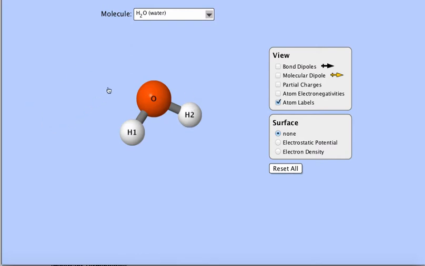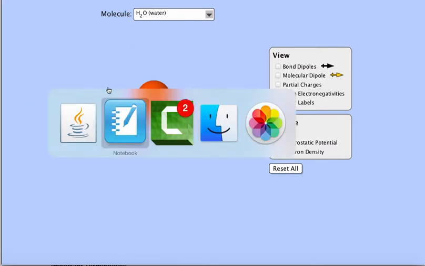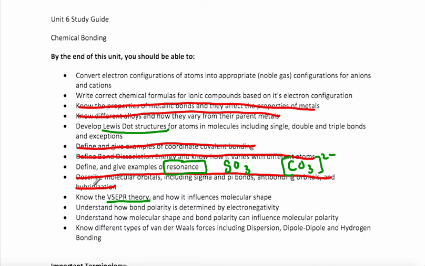Okay, so let's go back to our study guide real quick and see what we've talked about. So we talked just briefly about VSEPR. The next thing, and we talked a little bit about molecular shape, let's focus now on polarity, because polarity is something that tends to be pretty tricky. When we talk about polarity, we can talk about it in terms of a bond being polar, and we can also talk about it in terms of molecular polarity. It's important that you understand the difference.